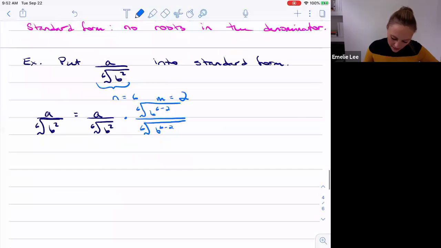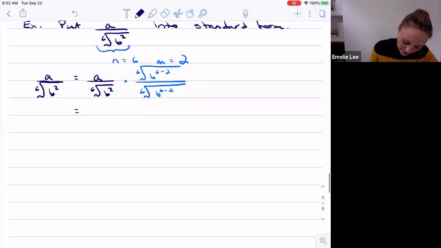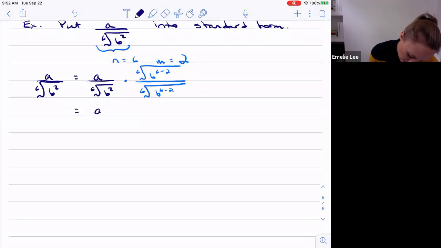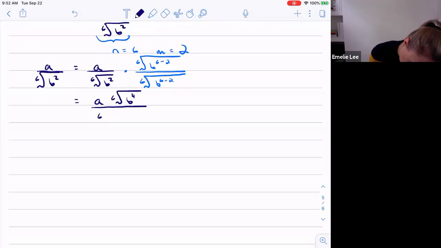So what I get is, because I'm multiplying these, I've got a times the 6th root of b to the power of 4 over, and because I'm multiplying in the denominator as well, I've got the 6th root and the 6th root being multiplied, so I can smush these together. And so what I get is the 6th root of b to the power of 2.